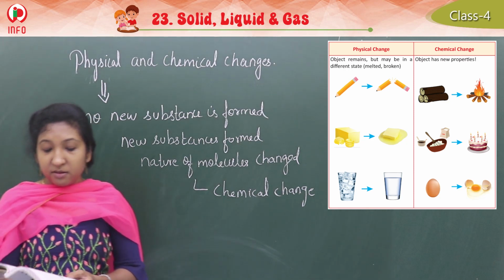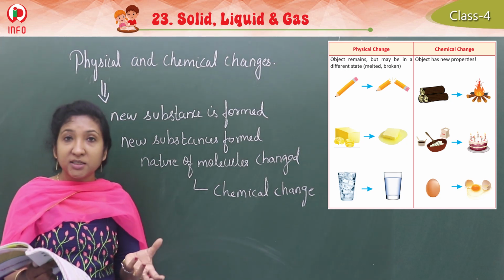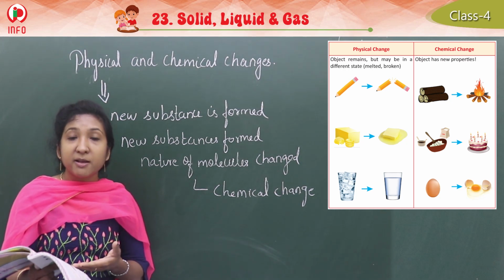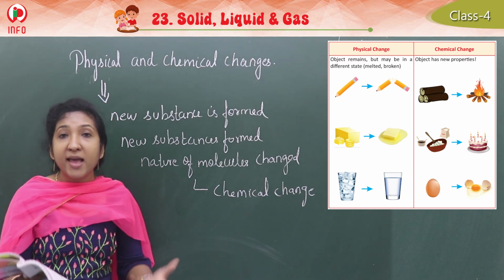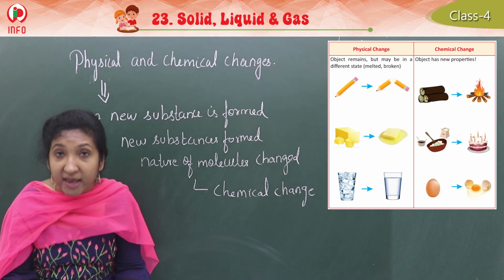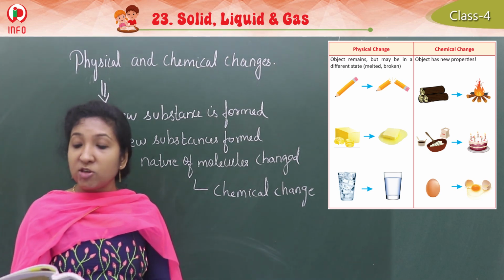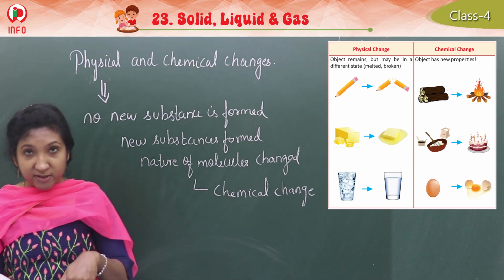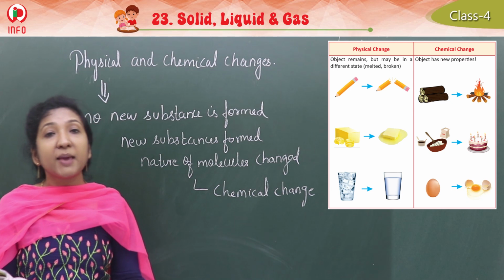Then egg. See, when we boil an egg, see the difference. Before it was how and now how it is. So these are all examples of a chemical change. In chemical change, the nature of molecules of the substance changes and new substances are formed. It is actually a chemical change.